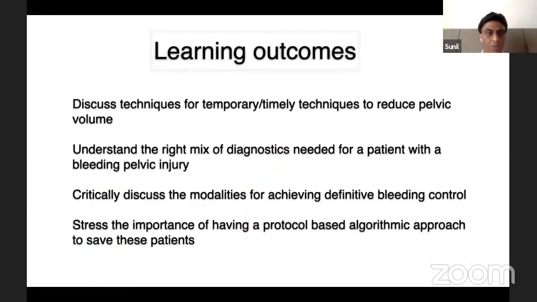The learning outcomes for this lecture are to discuss techniques on how to do an immediate pelvic tamponade to reduce pelvic volume by using external compression devices, and to understand the right mix of diagnostics that are absolutely needed for a patient with a bleeding pelvic injury, because whatever you do in terms of diagnostics has to run along with resuscitation and not interfere with it. We will critically discuss the definitive modalities that can be used to achieve bleeding control. I'll also stress the importance of having a protocol-based algorithmic approach, which is extremely important to reduce mortality in these patients.